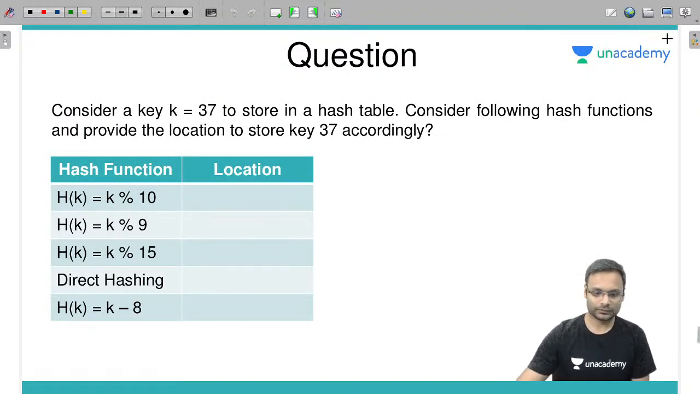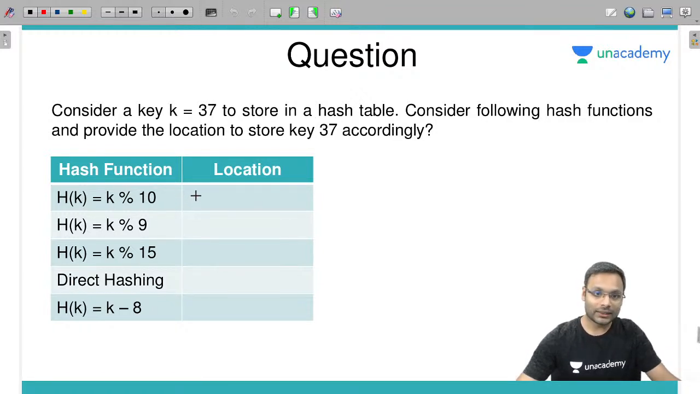Okay, fine. Now a simple question. Consider a key 37 to store in a hash table. Consider the following hash functions and provide the location to store key 37 accordingly. So if we choose a hash function like this, then what will be the location where 37 will be stored? You tell me.